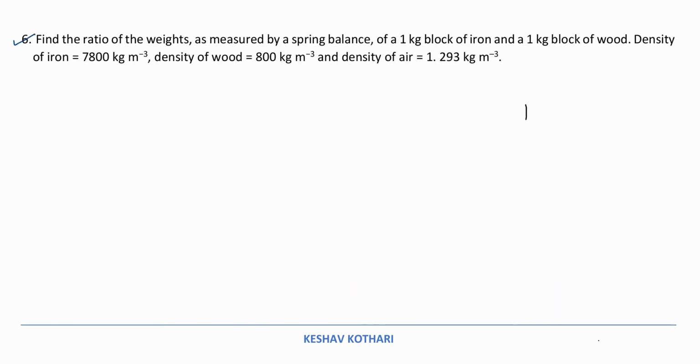So we are dealing with the next problem, problem number 6. Find the ratio of the weight as measured by a spring balance of a 1 kg block of iron and a 1 kg block of wood. The density of iron is 7800 kg per meter cube and that of wood is 800 kg per meter cube, and the density of air is 1.293 kg per meter cube.